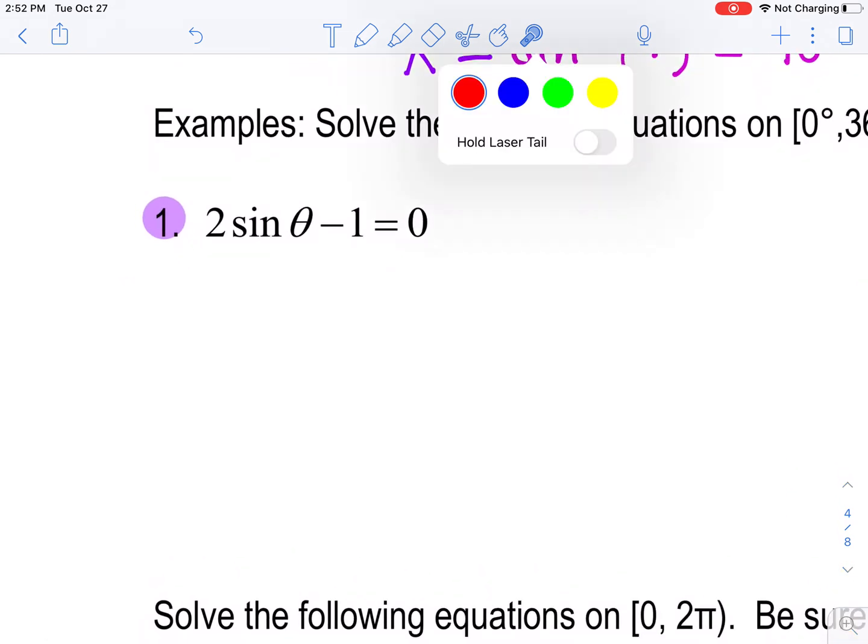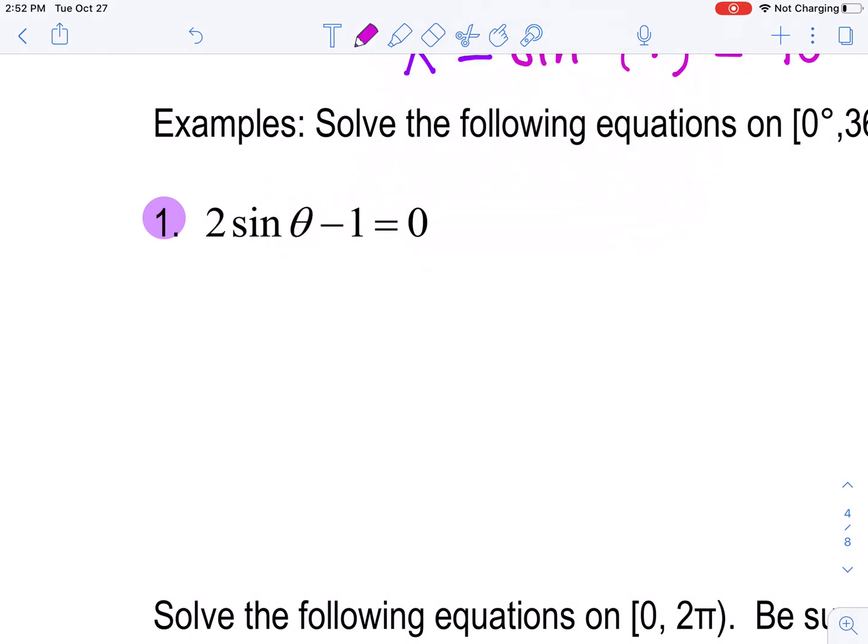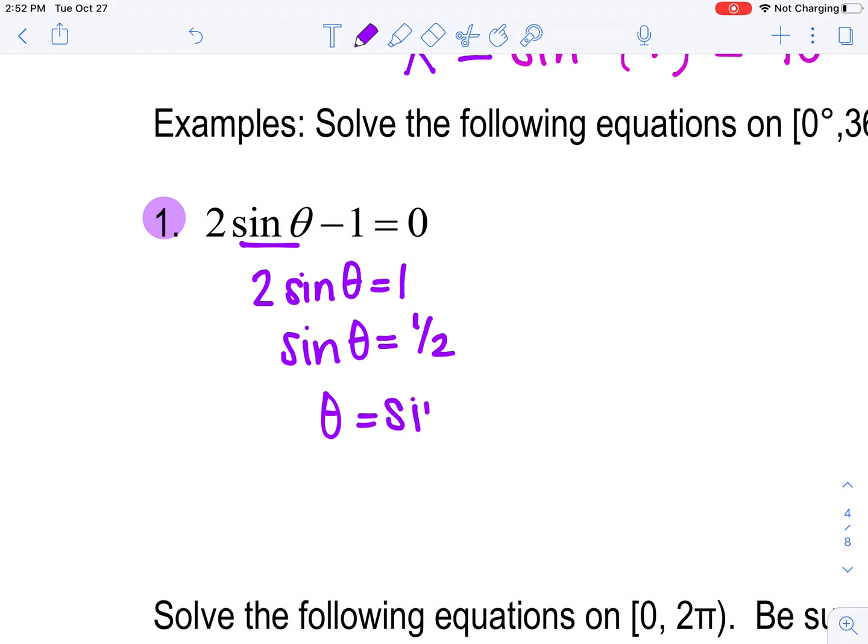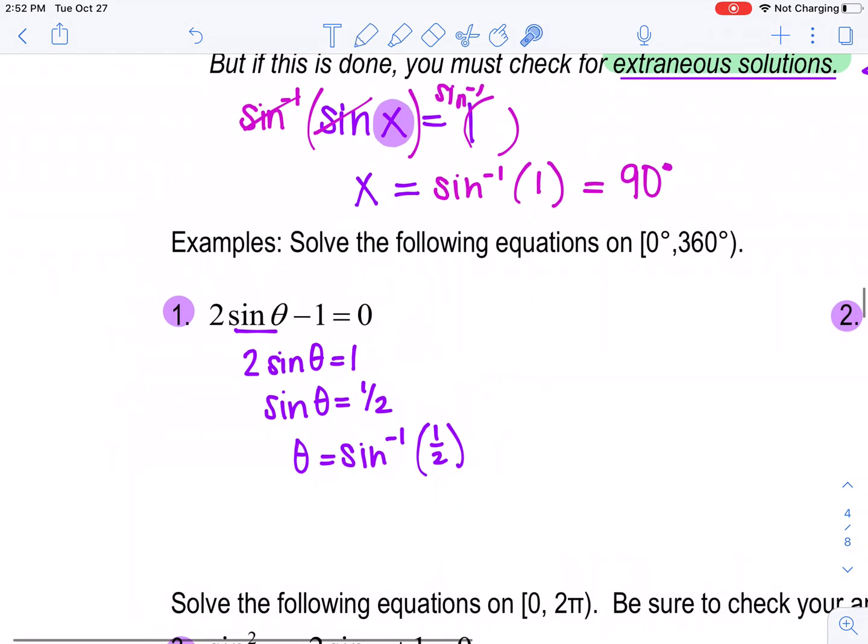So we want to solve for the angle theta, which means first we need to isolate the sine of theta. So we're going to add 1 to both sides. We'll divide by 2, so we get sine of theta equals 1/2. So now that we've isolated the trig function, now we're going to take our steps to solve for theta. So this is where we're going to say, okay, well then the angle is the inverse sine of 1/2. So I didn't write it out, but in our minds, we took the inverse sine of both sides, and said if sine of theta is 1/2, then theta is the inverse sine of 1/2, right?